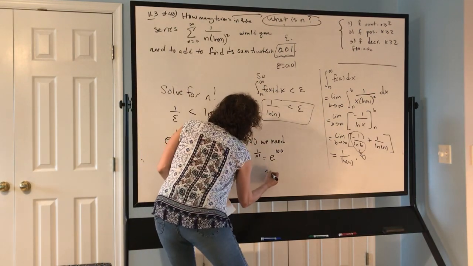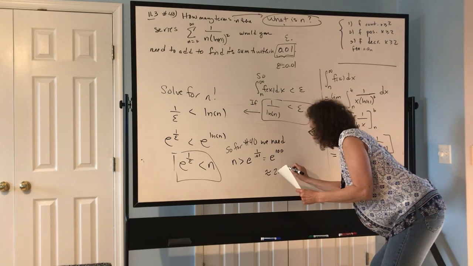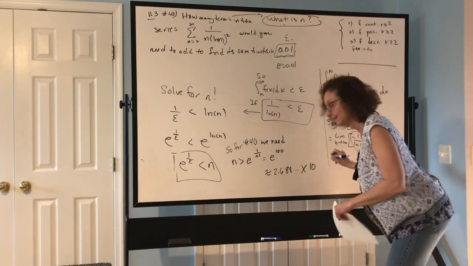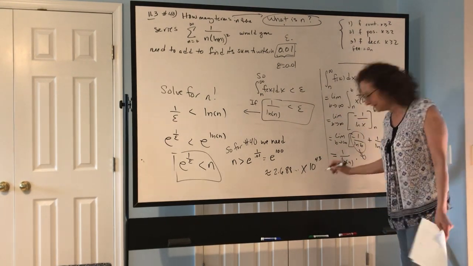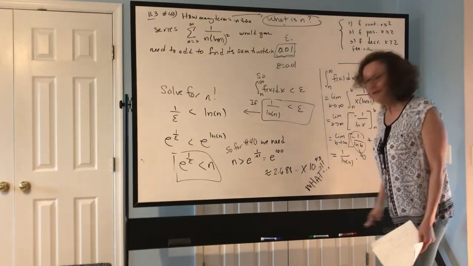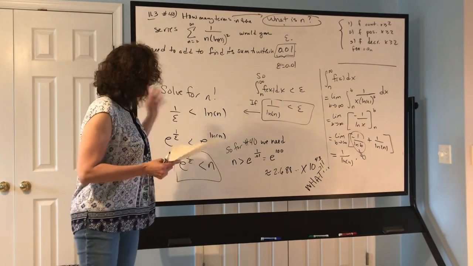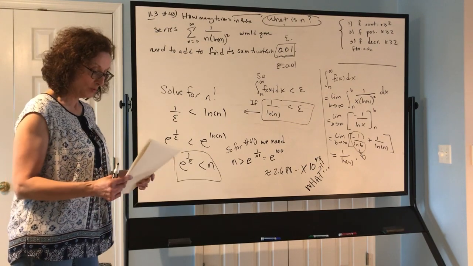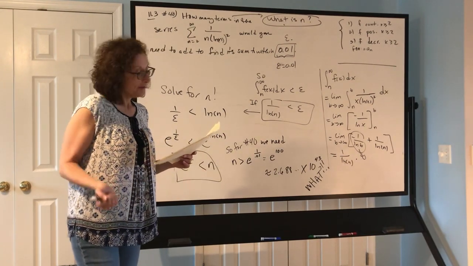What is this number? This number is approximately 2.688, lots of other stuff, times, ready for it? 10 to the 43. 10 to the 43, what? That's insane. That's a lot more than 5 billion, huh? Anyway, that's pretty crazy. You might not have predicted you would have needed that many just to get within 0.01, but the beauty of our nice little bound now allows us to know with confidence ahead of time what we need. That's kind of cool. All right, there's some other problems like that in your web assign and your homework. There's some other fun problems in there.